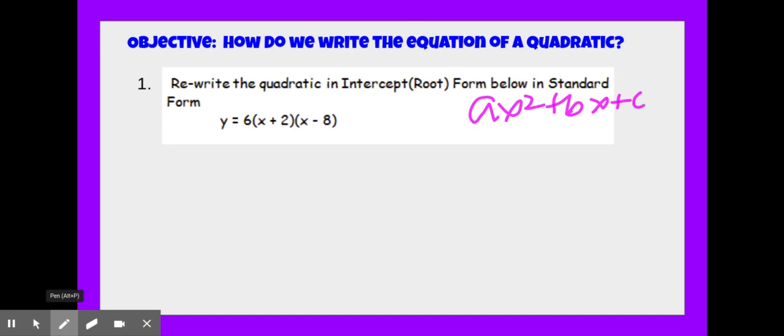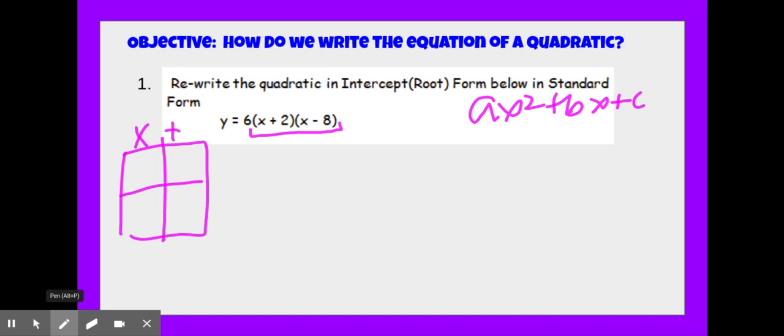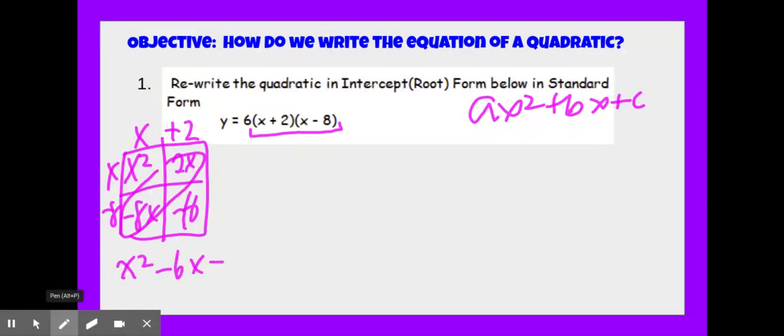So the first way, I think the easiest way, is to do the double distributive or tabular method. I like to use the tabular method for those two binomials. So I'm going to label this side x plus 2 and this one x minus 8 and fill in. Remember, we fill in with multiplication. X times x is x squared. X times 2 is 2x. X times negative 8 is negative 8x. And negative 8 times 2 is negative 16. Combine your like terms and you're left with x squared minus 6x minus 16.